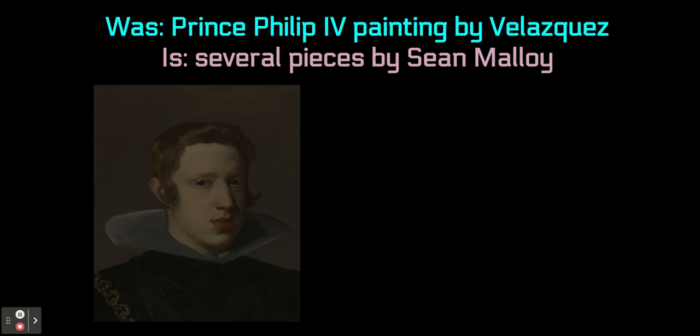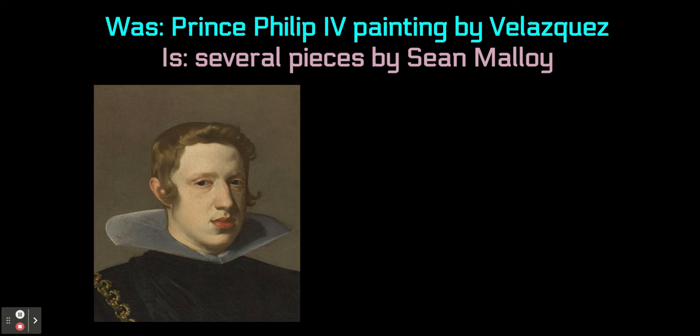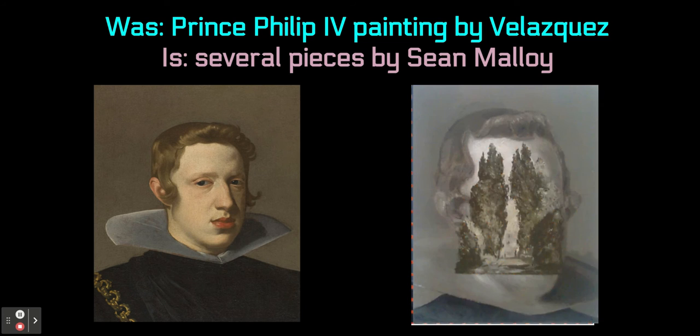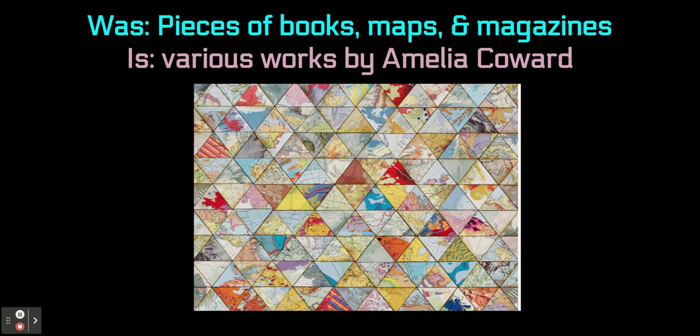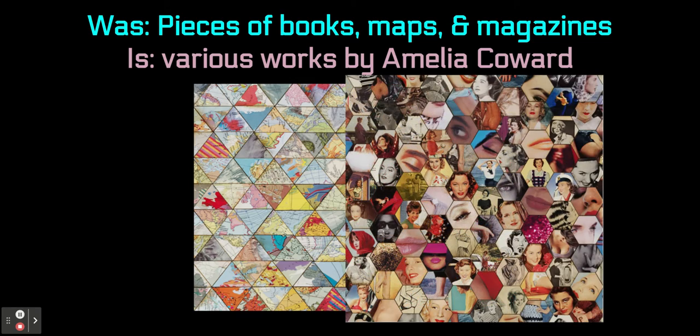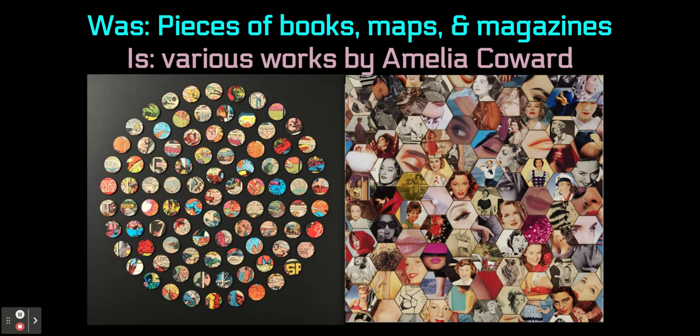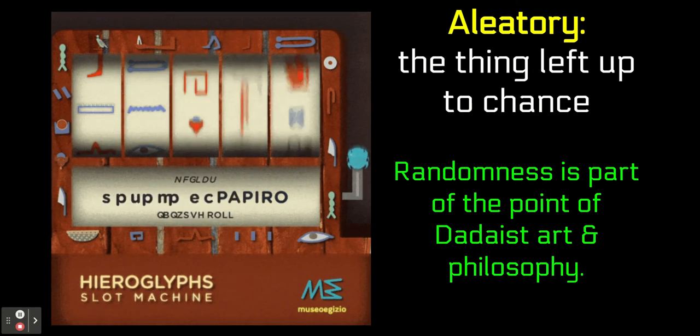So hopefully you got to hear that, fingers crossed. But that's some pretty neat stuff. And we're going to kind of do that. We're going to take something that was written and turn it into something new. So we're going to make, just like this guy, Sean Malloy, we're going to take a painting of Philip IV, metaphorically, turn it into something new. Like Amelia Keller, taking maps, magazines, or comic books to make something new.